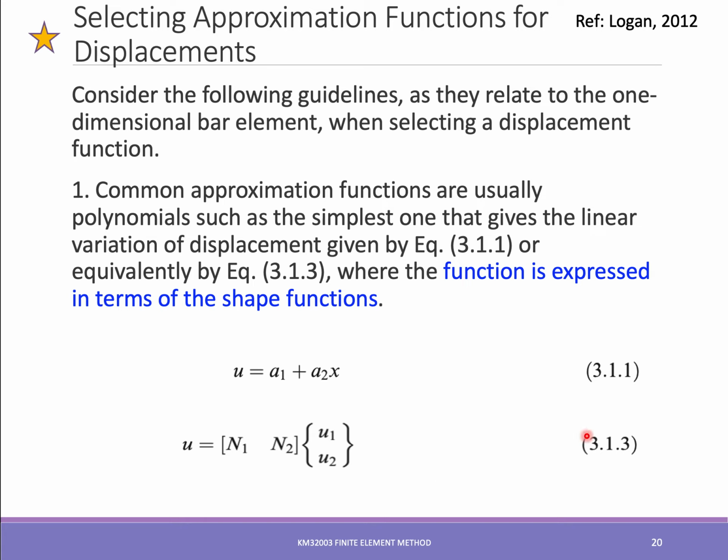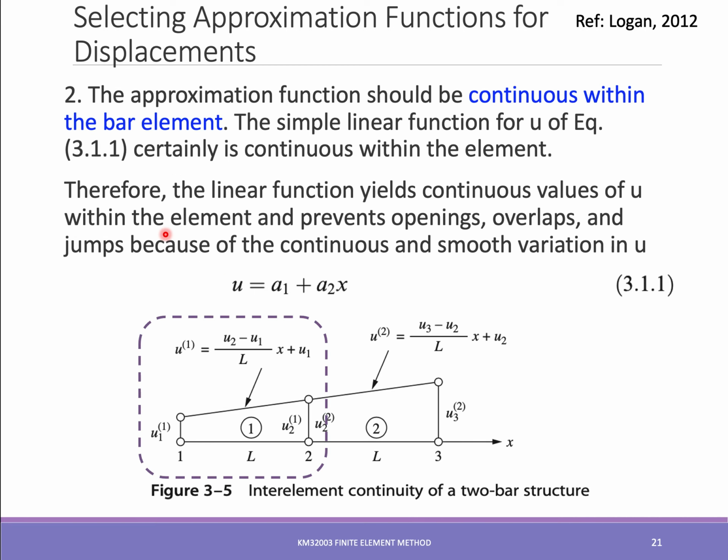The first one is that they can easily be expressed in terms of shape functions, and one common approximation is that generally they are in the form of polynomials. That's it, okay? The first thing, very straightforward. Generally they are in the form of polynomials, okay? Starting from the simplest one, linear, and then slowly you have more complex functions, right?